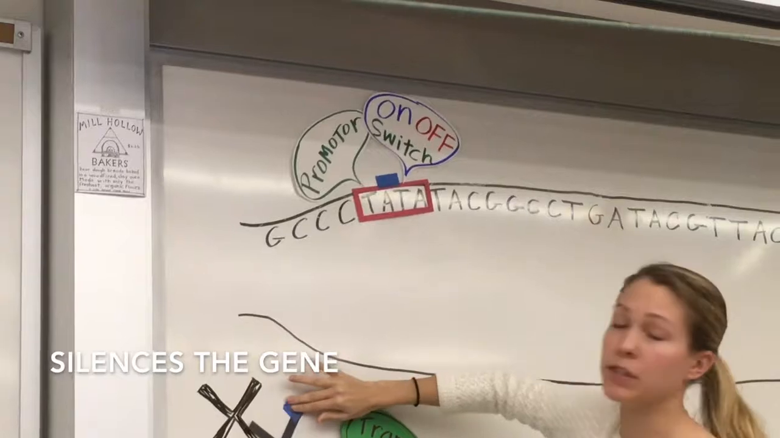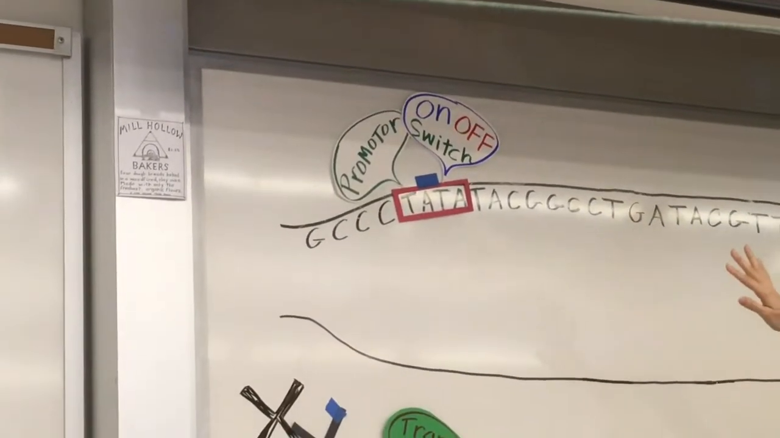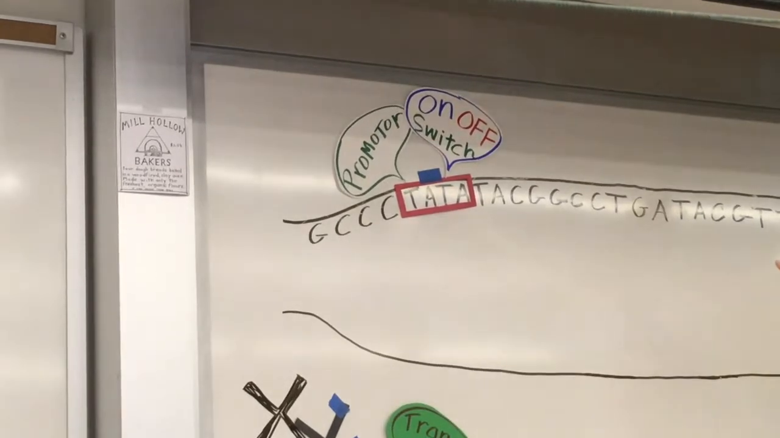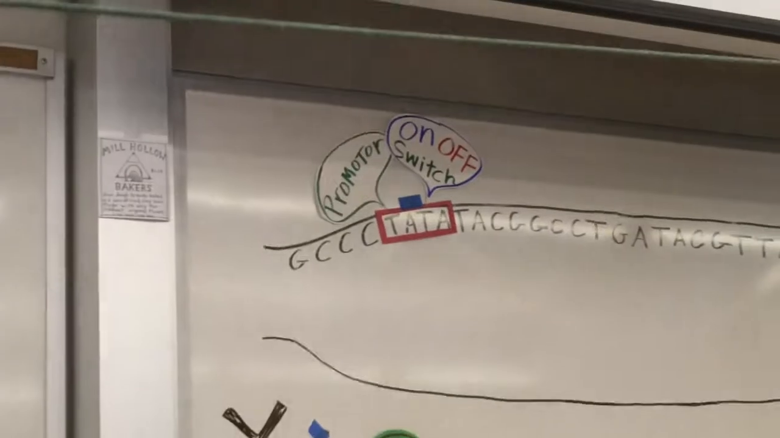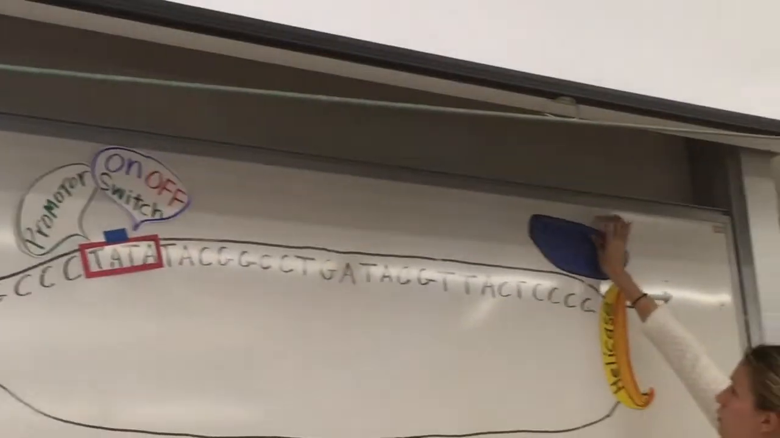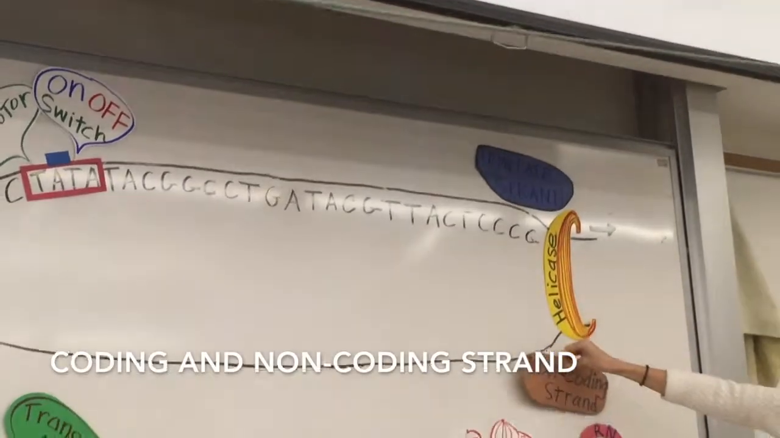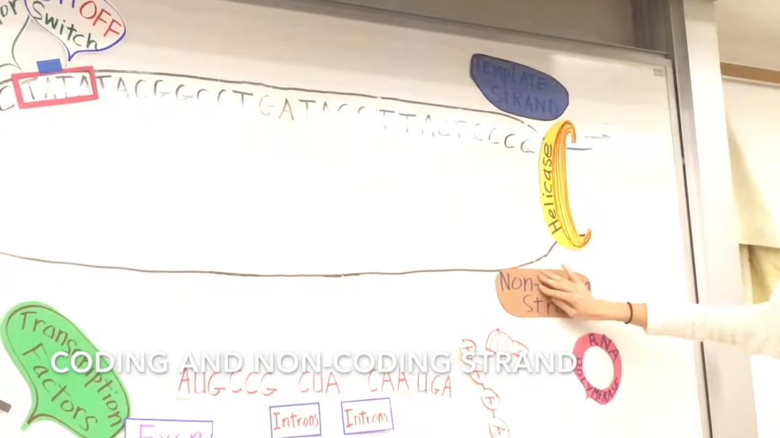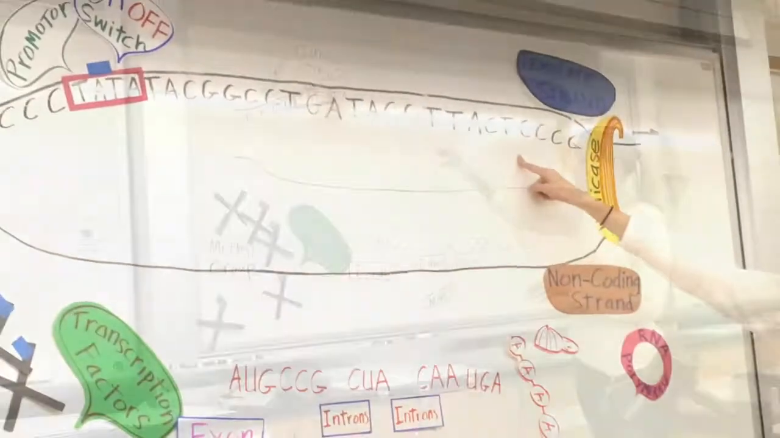That means it can't be transcribed. But we're going to leave it not methylated, so it's on. So it's going to be transcribed. So we'll just write that this top strand, the one with the gene, is our template strand, or our coding strand. And this bottom strand down here is our non-coding strand, because this is the one that's got our gene that we're looking to transcribe.